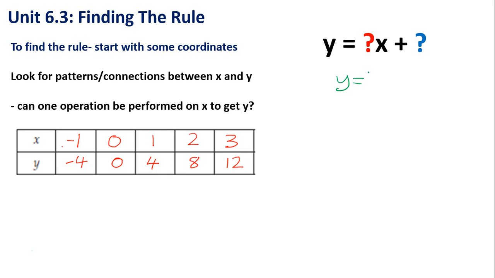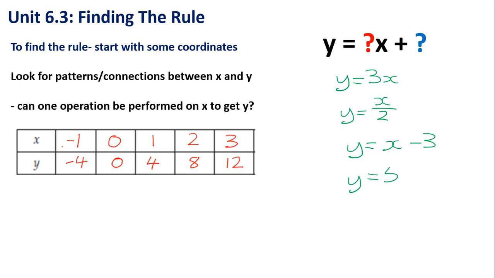So it could be something like y equals 3x. So we don't need a constant. We've got to multiply the x by 3. Could be y equals x over 2. So we've got to divide the x by 2. Could be y equals x minus 3. So we've got to subtract 3 from x to get to the y.